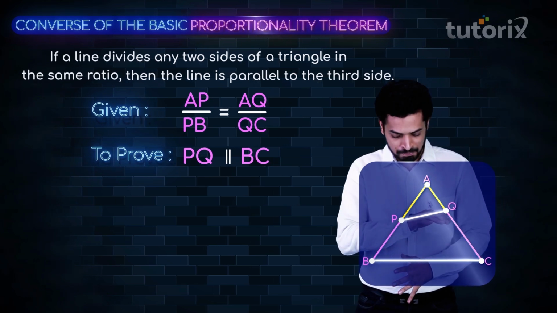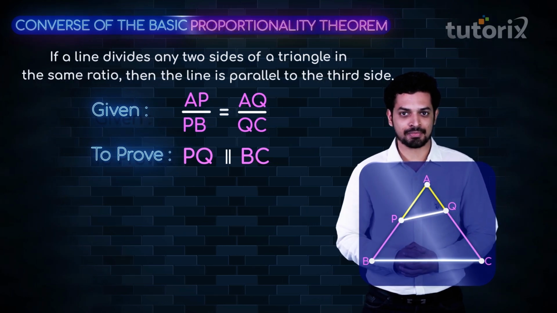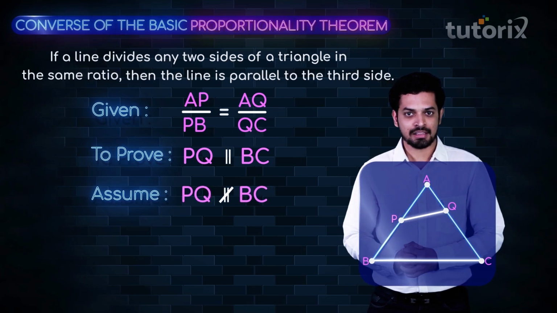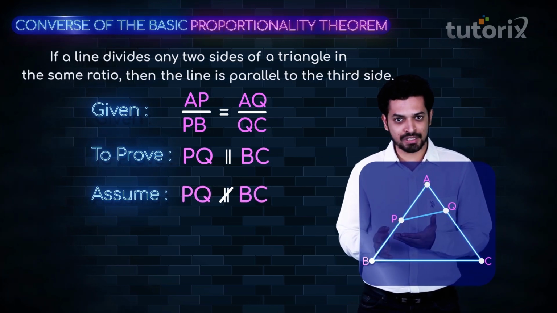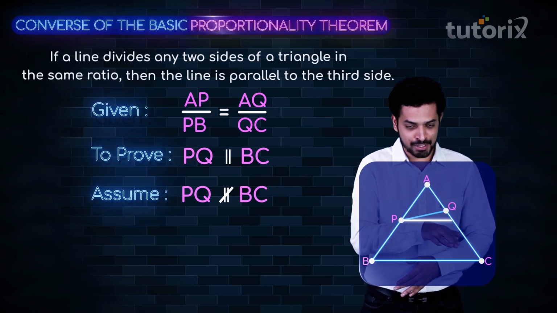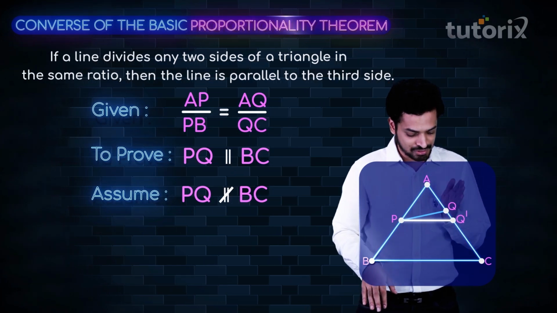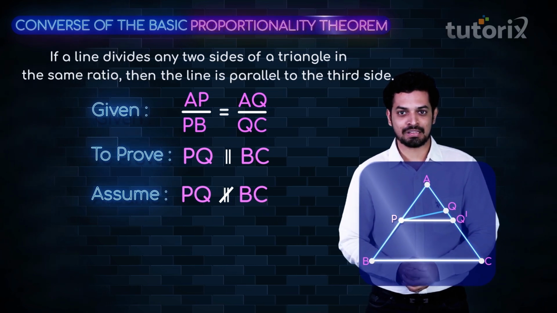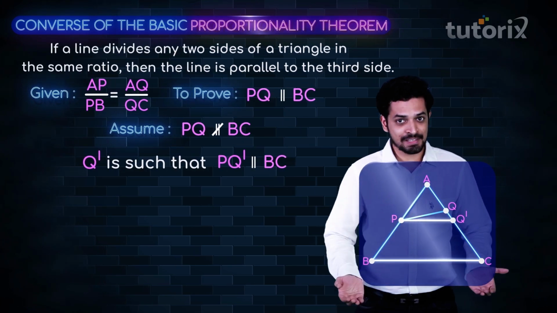Now since we have to prove that PQ is parallel to BC, let us assume that it is actually not parallel to the base BC. Then there has to be some line passing through P that should be parallel to BC, right? Now say I draw this line PQ dash, where Q dash is on this segment AC, that is parallel to the base BC. So we have PQ dash parallel to BC.